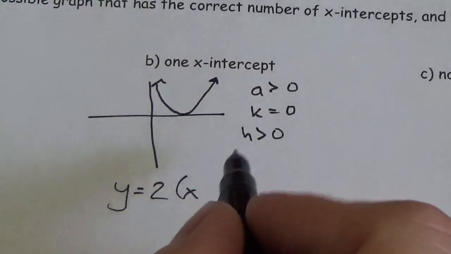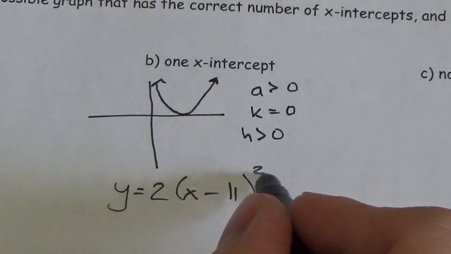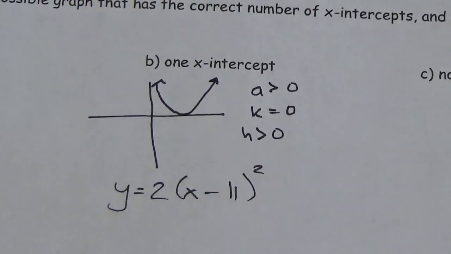x minus, I don't know, let's say 11, why not, squared, and then I can put a plus 0 there if I really want to, but I don't need to.